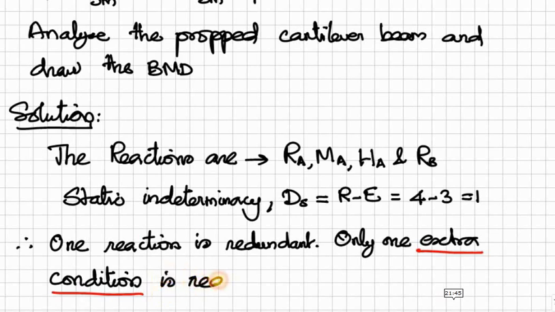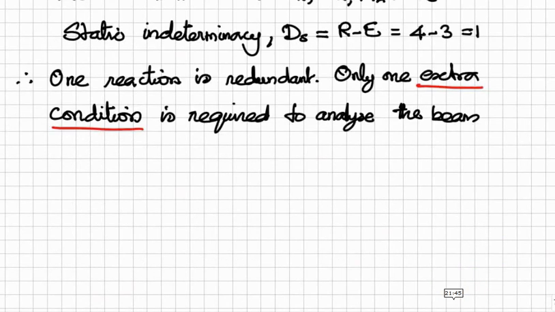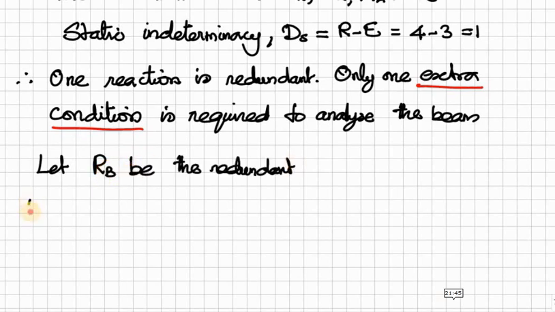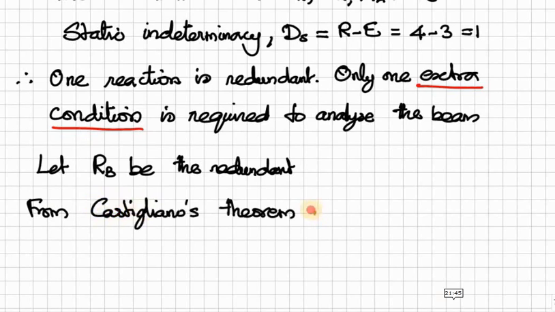So we can consider any one of these reactive components as redundant. Okay. So to compute easily, we consider this RB, that is the propped end reaction, as the redundant. Okay. So let RB be the redundant. Now from Castigliano's theorem of minimum strain energy, dou U by dou RB is equal to 0.